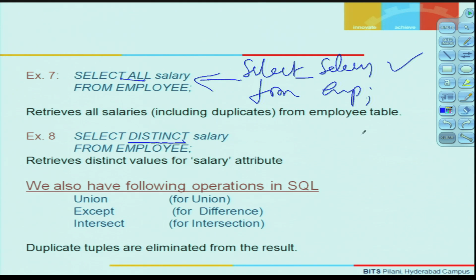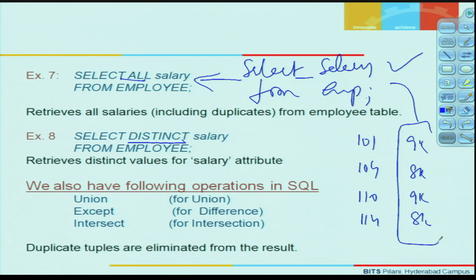And here, suppose there are employees 101, 104, 110 and 114. The salaries are 9K, 8K, 9K and 8K. If you use the first one, it will give all the values including duplicates. And if you want to eliminate duplicates, then you have to use the keyword DISTINCT. That will give you only 9K and 8K, because these are the distinct values available in this list.